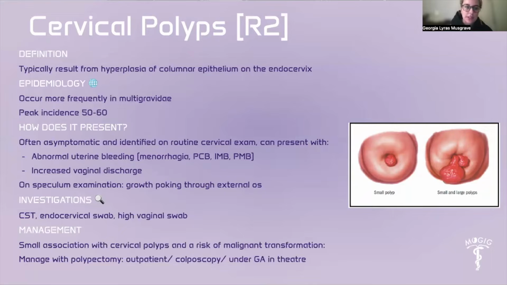Again, looking for differentials, you'll investigate with the CST and vaginal swabs. And unfortunately, there is a small association with a risk of malignant transformation. So it's often managed with polypectomy, which can either be outpatient in colposcopy or under GA in theatre.